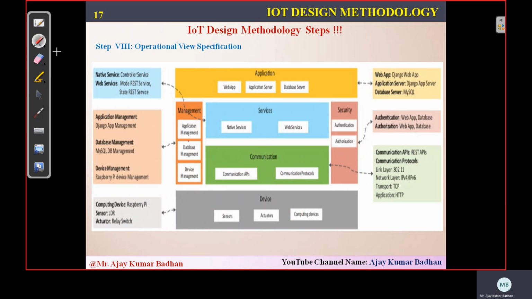Now this is the diagram related to it, the same diagram. Here, what operations need to be performed by the services? The controller service needs to perform monitoring, and we need to write code for that. For the mode REST service, we need to represent the mode, whether it is automatic or manual, and the state, whether it is turned on or off. For that we need to write code, and that is provided by this particular service. Management is responsible for storing the information in the database, so we need to write code, and we might be using MySQL database management.